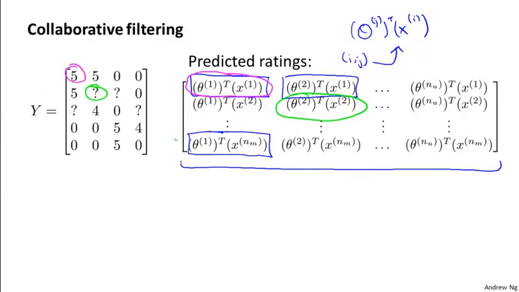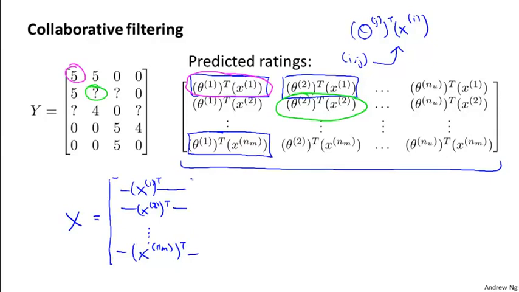Now, given this matrix of predicted ratings, there is a simpler, vectorized way of writing this out. In particular, if I define a matrix X, just like the matrix we had earlier for linear regression, to be x1 transpose, x2 transpose, down to x of n m transpose, I'm going to take all the features for my movies and stack them in rows.